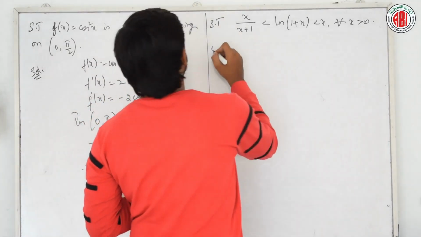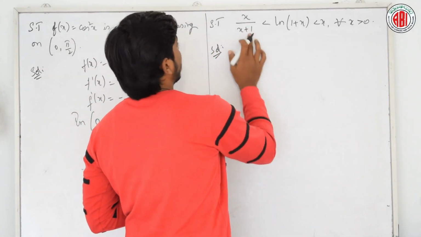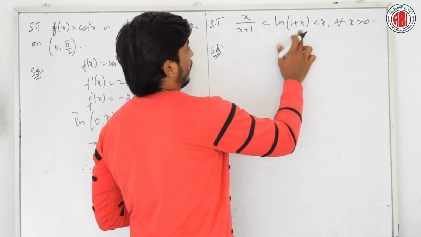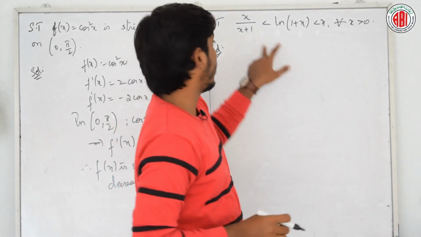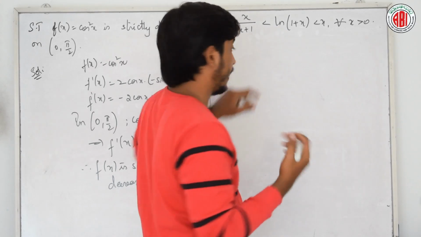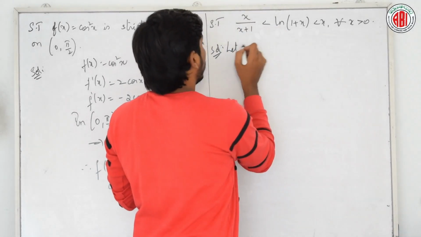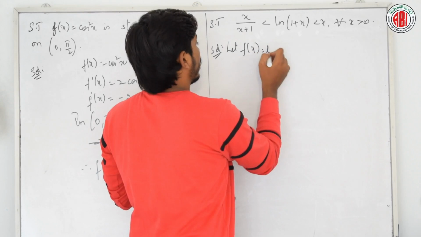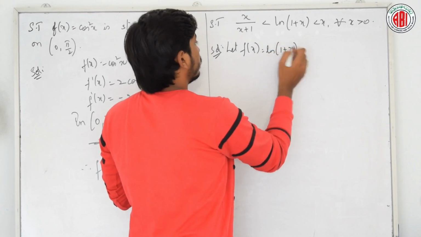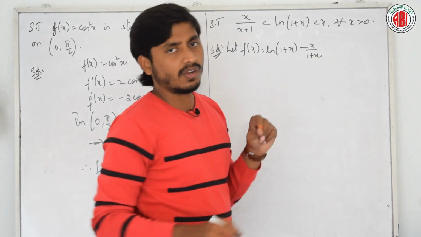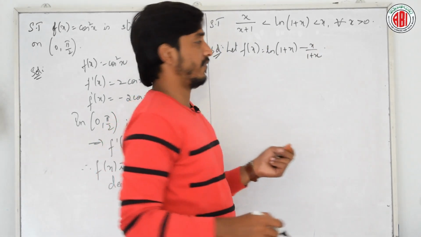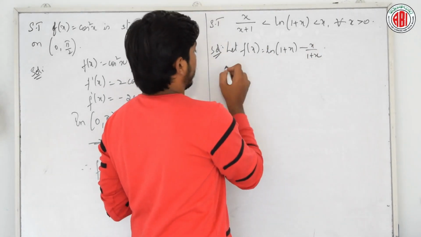He is asking us to show that x by x plus 1 is less than log of 1 plus x less than x. So, let us take only the first two cases and let us assume f of x is equal to ln of 1 plus x minus x by 1 plus x. Let us check the differentiability for it. Let us check the increasing or decreasing.